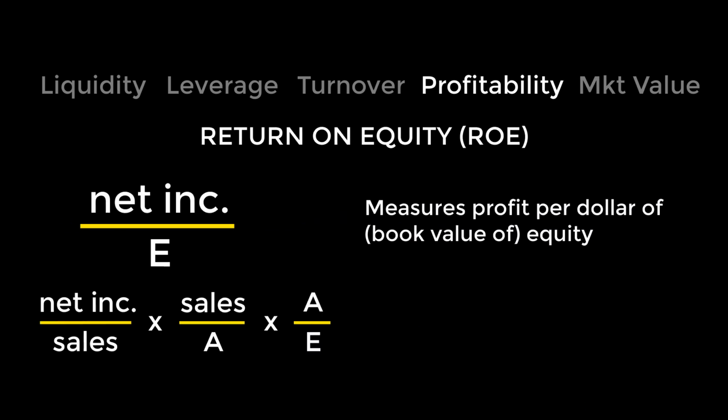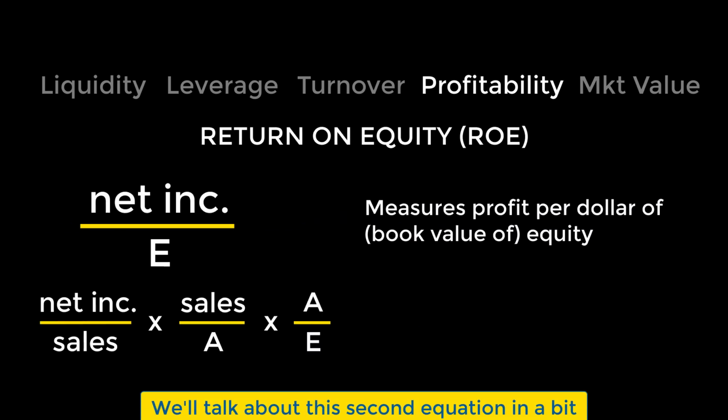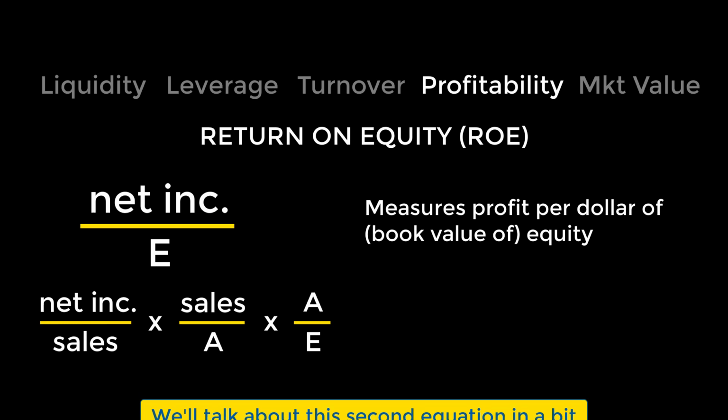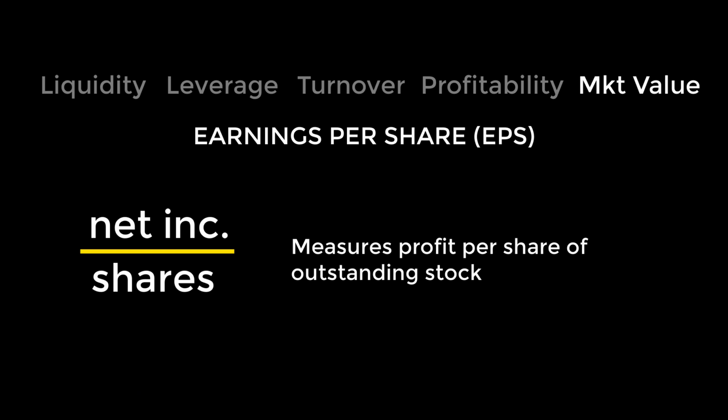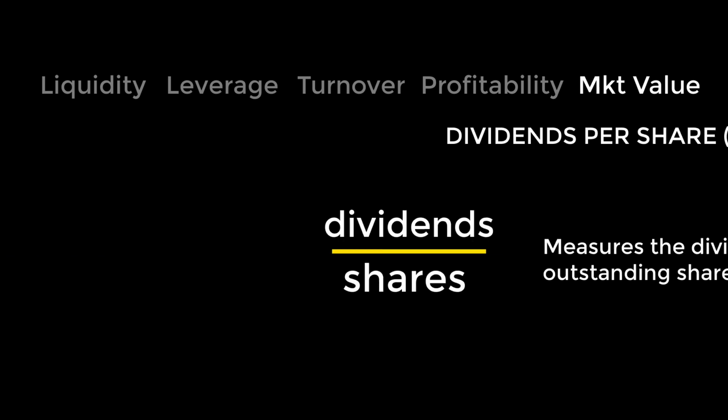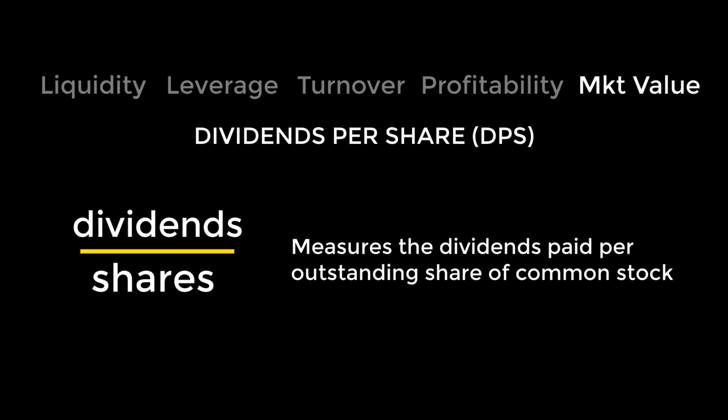Return on equity, net income over equity, or net income over sales times sales over assets times assets over equity, measures profit per dollar of book value of equity. Earnings per share, given by net income over shares, provides the dollar value of earnings per outstanding share of common stock. Dividends per share, given by dividends over shares, provides the dollar value of dividends per outstanding share of common stock.